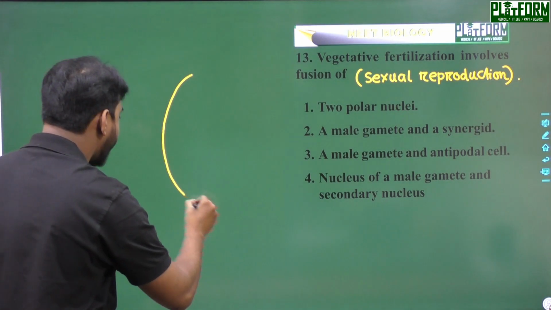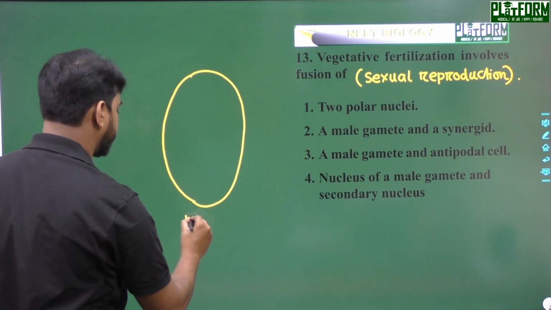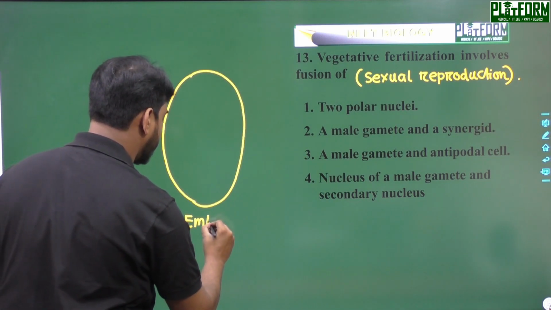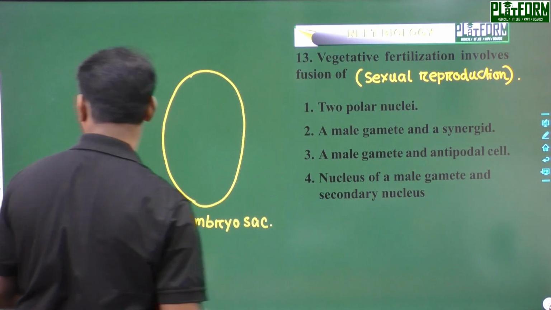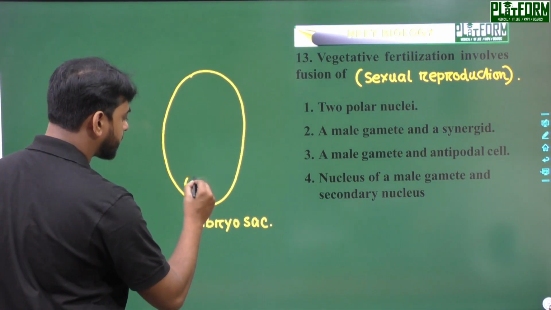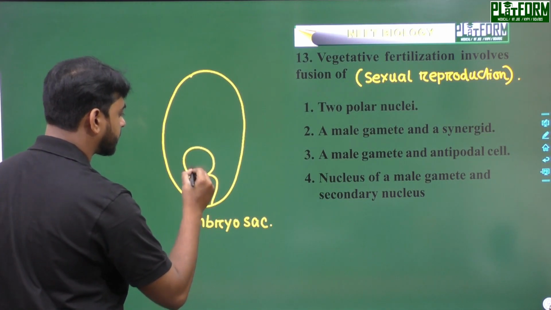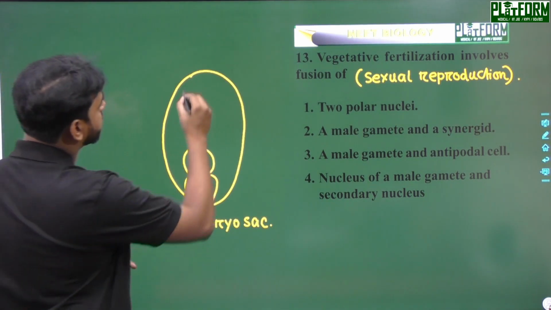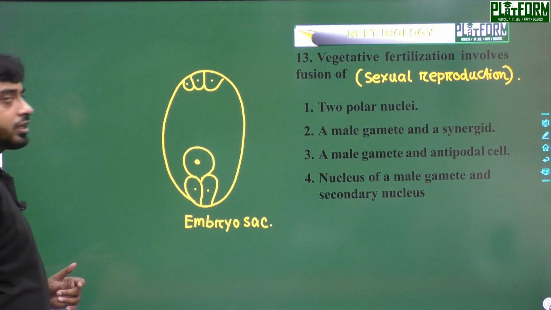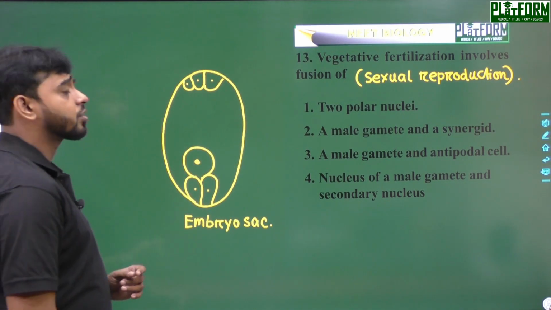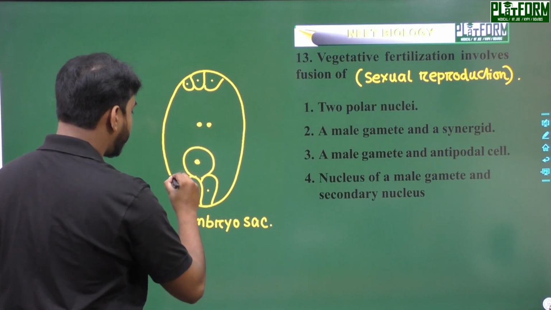Let's see. Suppose this one is an embryo sac, and inside the embryo sac, these are the synergids. This one is the egg. The three small cells which are present on the chalazal side are known as the antipodal cells, and these are the polar nuclei.